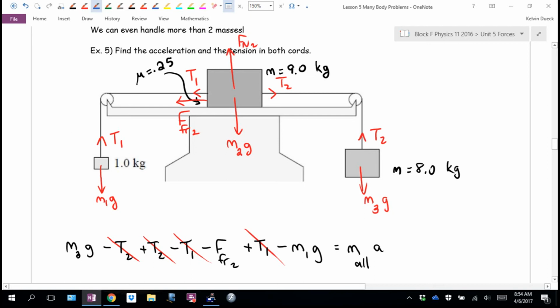Which mass would I not want to use? Which mass has all sorts of junk on it and would be tricky to try and find tensions with? I'm not using M2. Okay? I'm going to use M1. And which tension can I find from mass 1? I guess tension 1. I'm going to use mass 3. And which tension can I find from mass 3? I guess tension 3. And then I'm good to go.